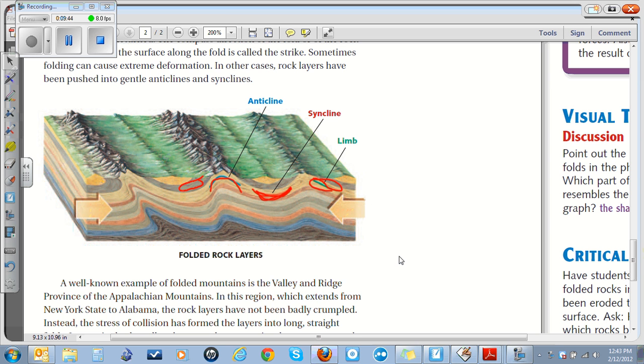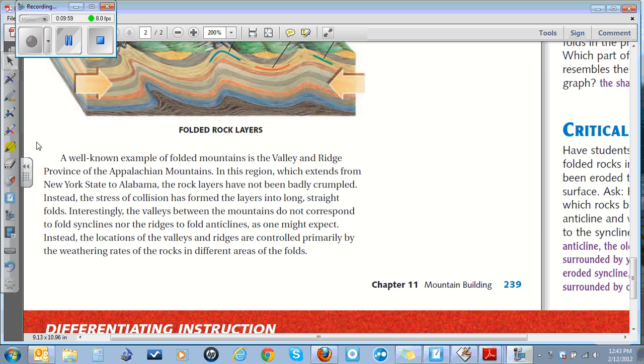A well-known example of folded mountains is the Valley and Ridge province of the Appalachian Mountains. In this region, which extends from New York State to Alabama, the rock layers have been badly crumpled. The stress of collision has formed the layers into long, straight folds. Interestingly, the valleys between the mountains do not correspond to synclines, nor the ridges to anticlines, as one might expect. Instead, the locations of the valleys and ridges are controlled primarily by the weathering rates of the rocks in different areas of the folds.